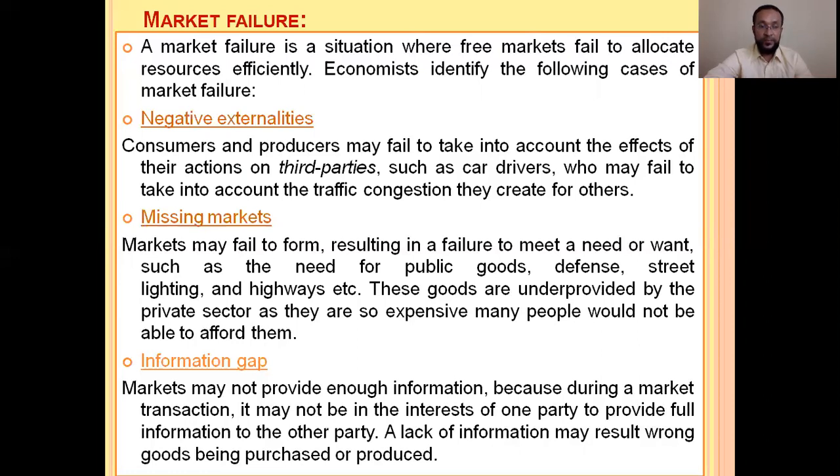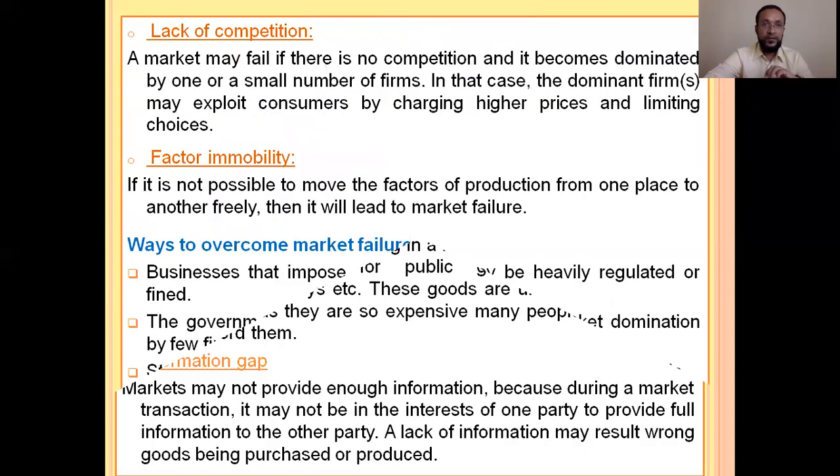Next is information gap. Markets may not provide enough information because during a market transaction, it may not be in the interest of one party to provide full information to the other party. A lack of information may result in wrong goods being purchased or produced. That means if there is lack of information, which is known as asymmetric information, in that case, consumers will not be able to purchase their desired goods at desired price. At the same time, firms cannot sell their products at the desired price due to the lack of information, which will lead to the market failure.